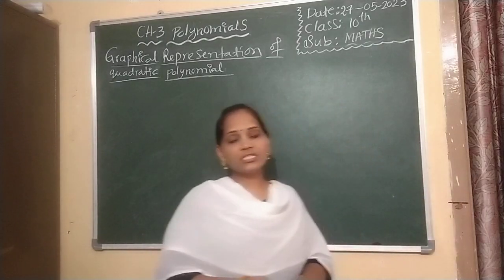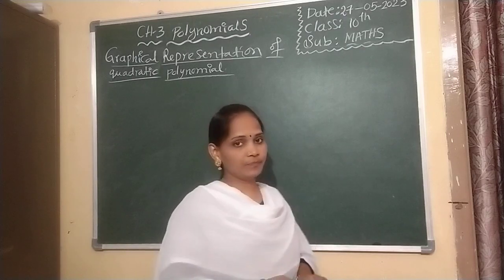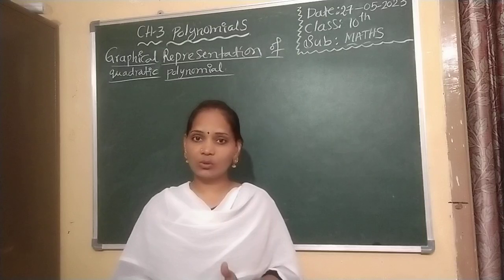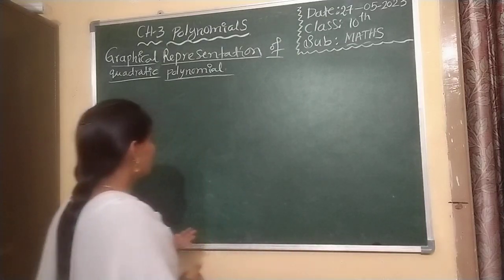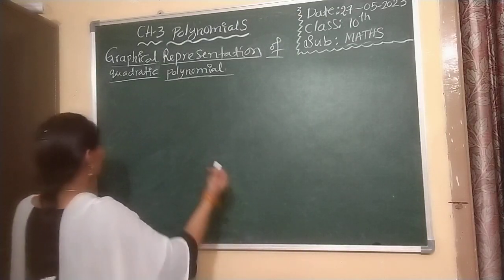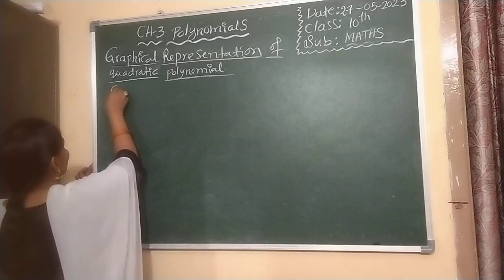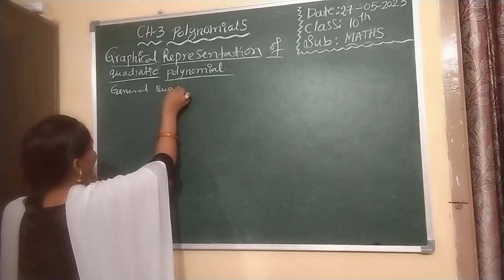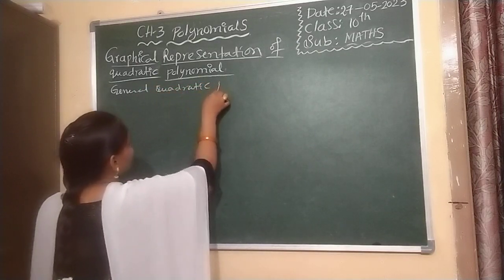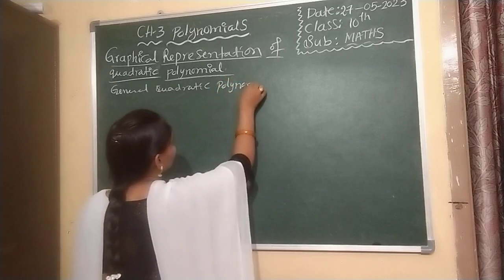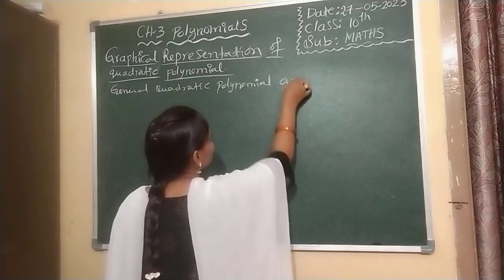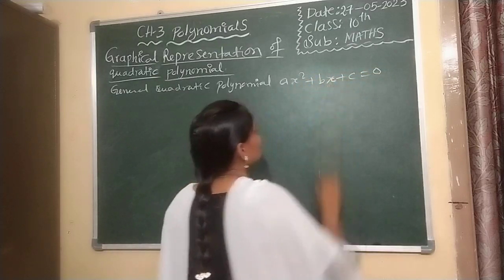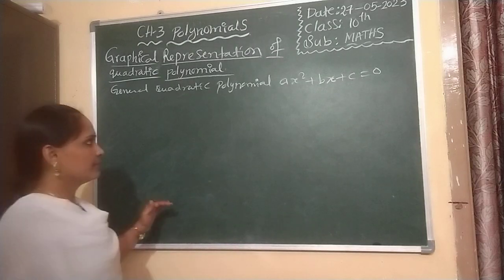Before going to representation, first, what is a quadratic polynomial? If the degree of the equation is 2, then we can call it quadratic, right? So here the general expression of a quadratic polynomial is ax square plus bx plus c is equal to 0. This is the general quadratic polynomial.